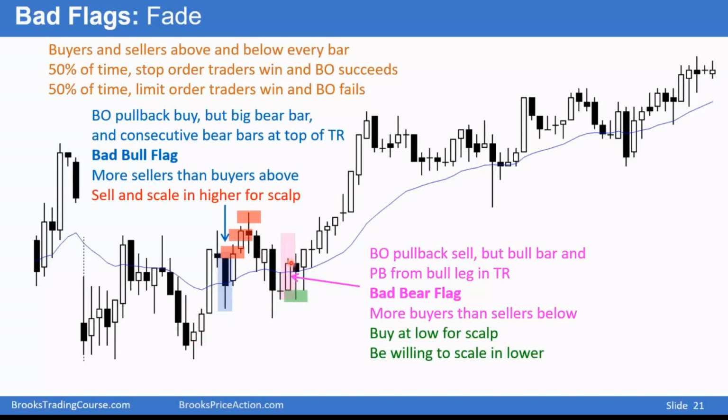A pullback in a bear trend, so it's a bear flag, but it's a big bull bar, a reasonable bull bar closing near its high. Do you think there'll be more buyers or sellers below the low of this bar? Will traders selling with a stop below this bar make money, or will bulls buying with a limit order at the low of this bar make money? It's a bad bear flag, probably more buyers than sellers below, and will probably go higher.